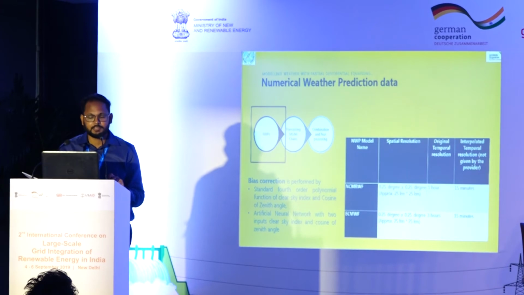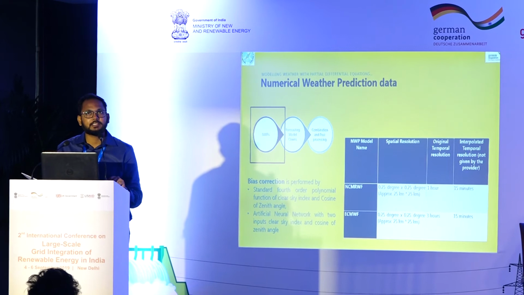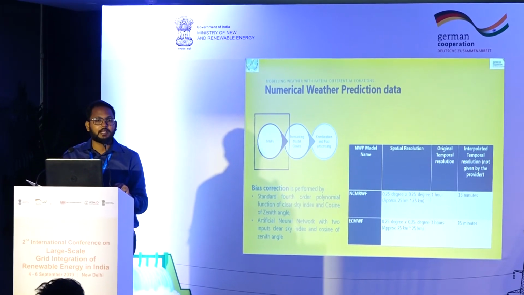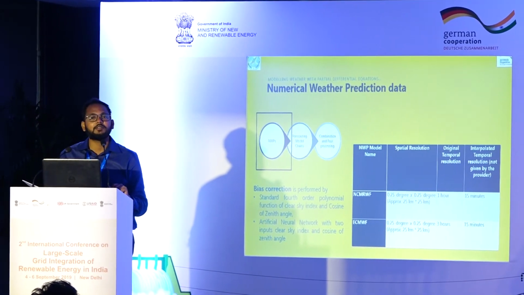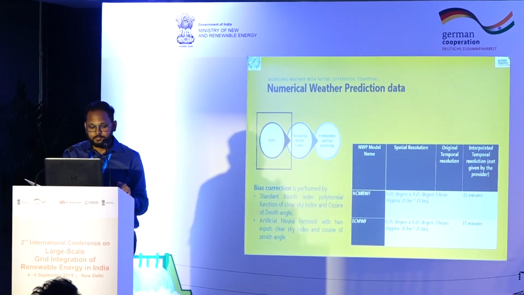For ground measurements, we can take GHI measurements from the solar power plant where we are doing the forecasting, and if that is not available, we use the nearest SRRA station for that, as we have the largest number of solar SRRA measurement stations in the world in India with NIWE. The other approach we used was the artificial neural network approach, where the input variables were also the same, clear sky index and cosine of zenith angle.